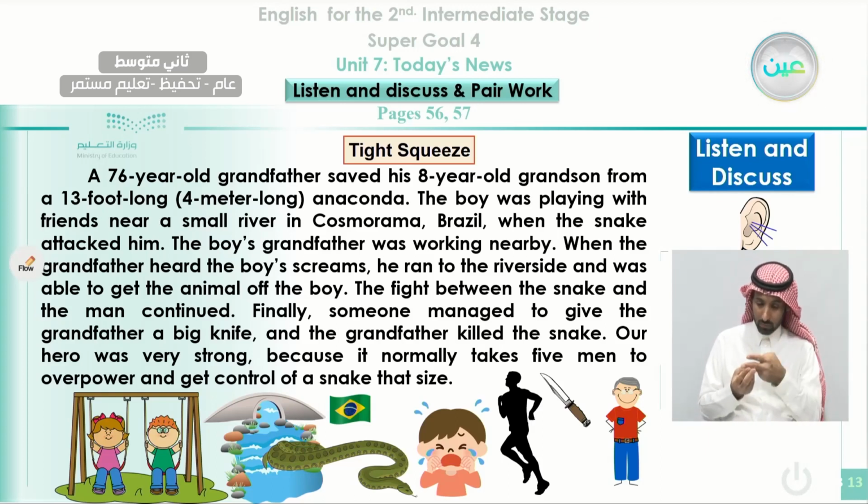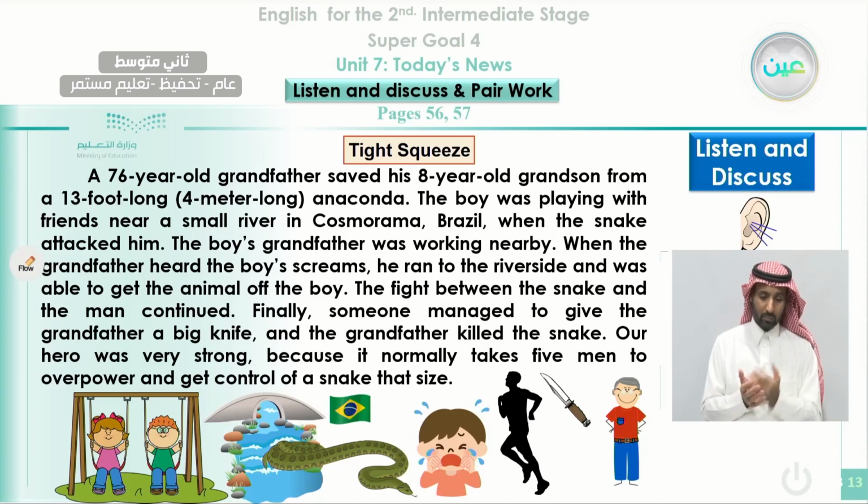When the grandfather heard the boy's screams, he ran to the riverside and was able to get the animal off the boy. The fight between the snake and the man continued. Finally, someone managed to give the grandfather a big knife, and the grandfather killed the snake. Our hero was very strong, because it normally takes 5 men to overpower and get control of a snake that size.